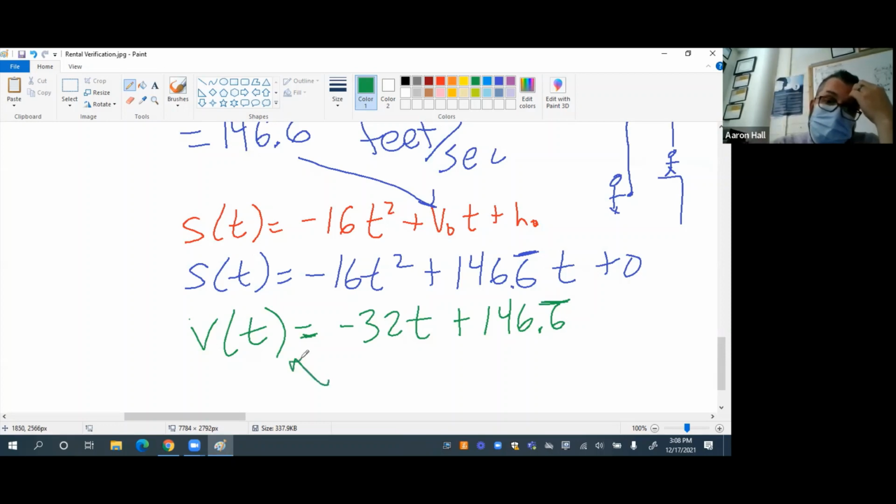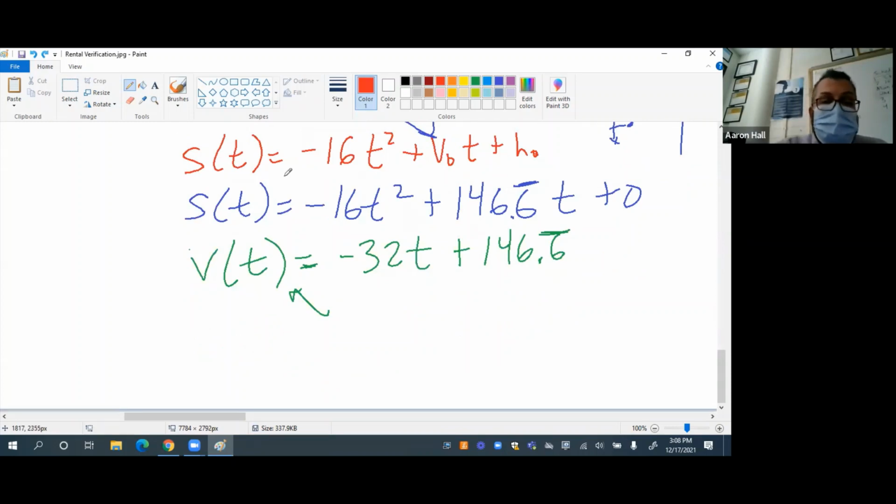I have two variables. What does this variable mean? Why would I set that to 0? Yeah, because my velocity is stopped, right? It went to the highest point and it stopped and then reverses direction. Isn't that an extrema? What extrema is that? Yeah, that's an absolute max. So I have 0 equals negative 32t plus 146.6 repeating.